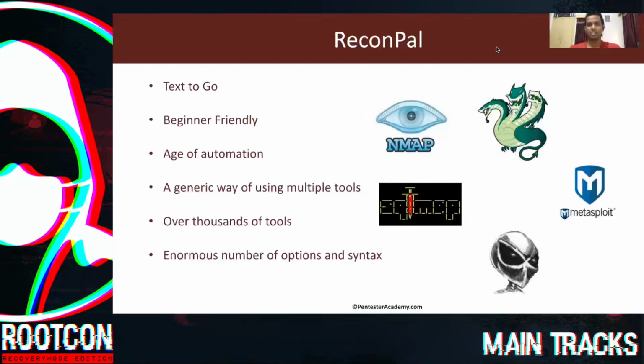So now with ReconPal, all the user has to do is type in a text regarding what they want to do, and ReconPal will make it happen. So this way, we have created a generic way of using various tools. So this is beginner friendly. If anyone is getting started with pen testing, all they have to do is type in a text regarding whether they want to scan or what they want to do, and ReconPal will automatically figure out which tools are to be used and what to do next.